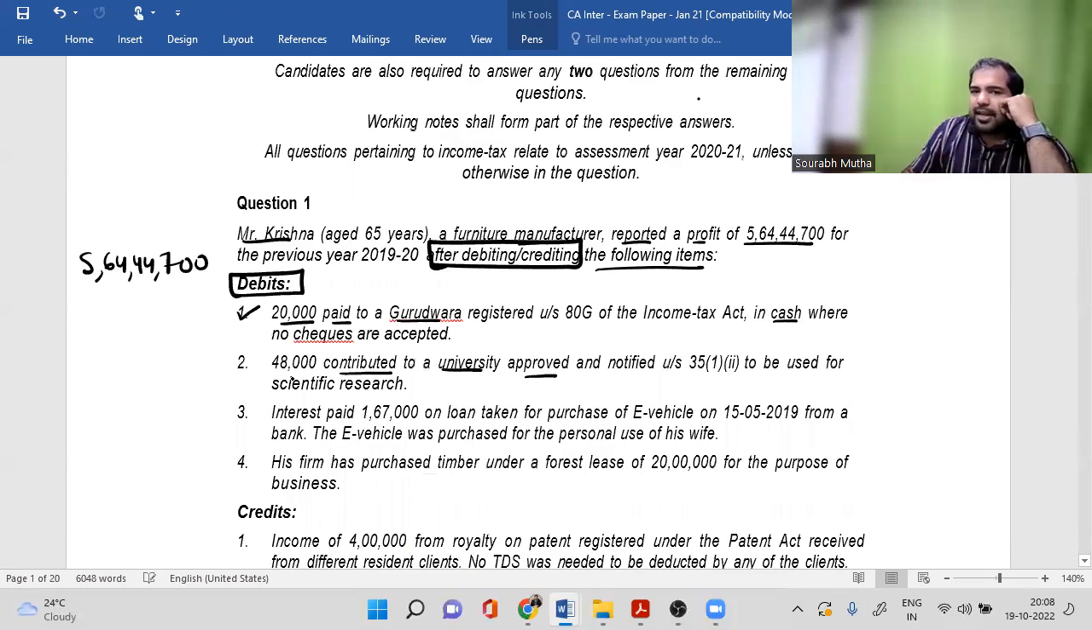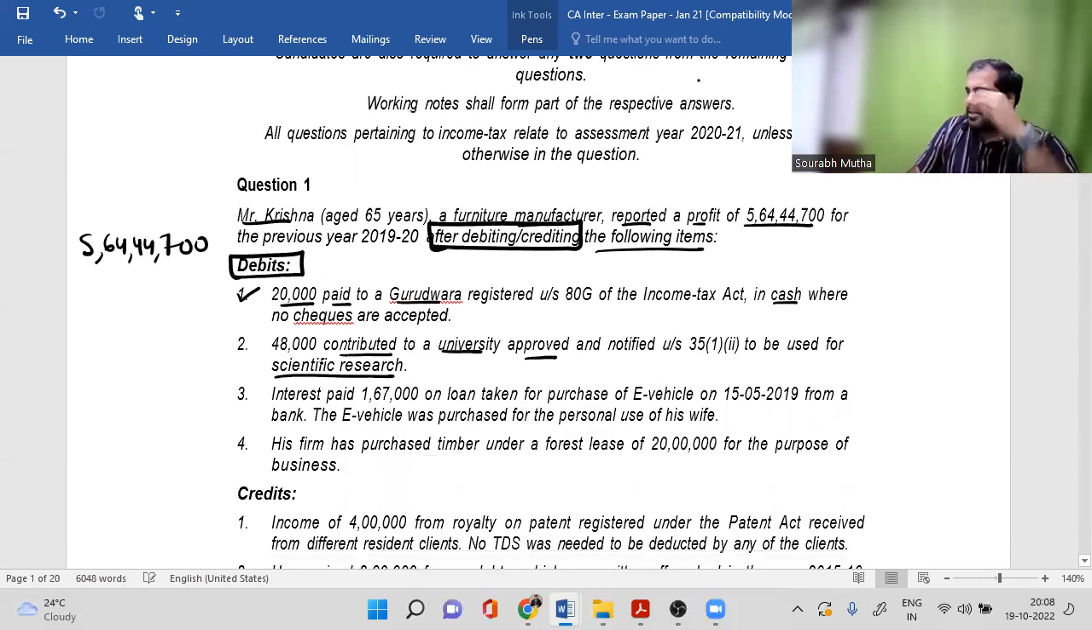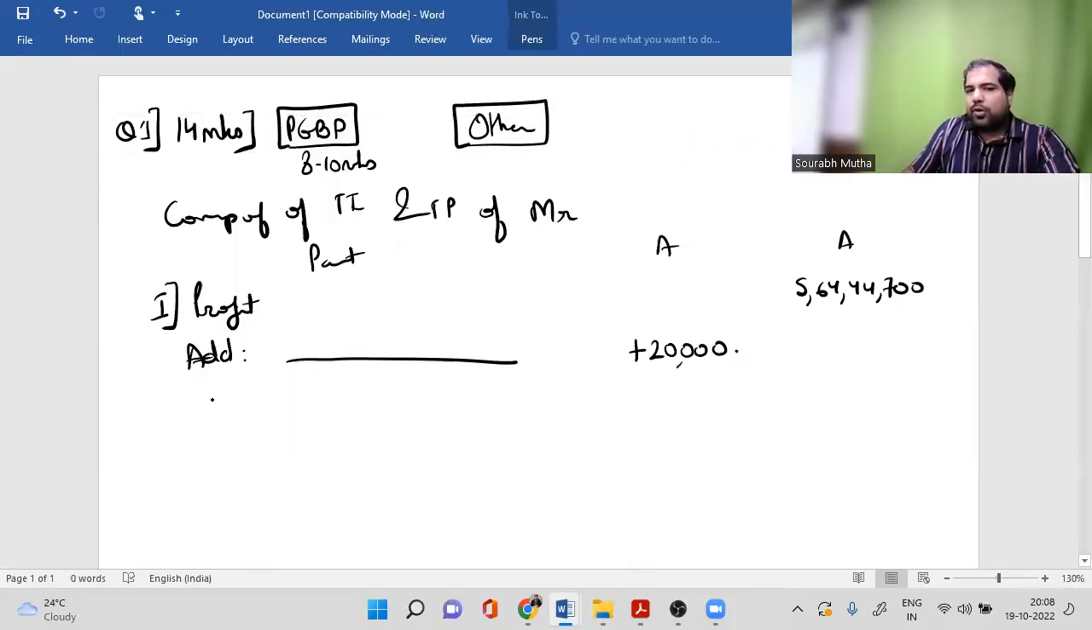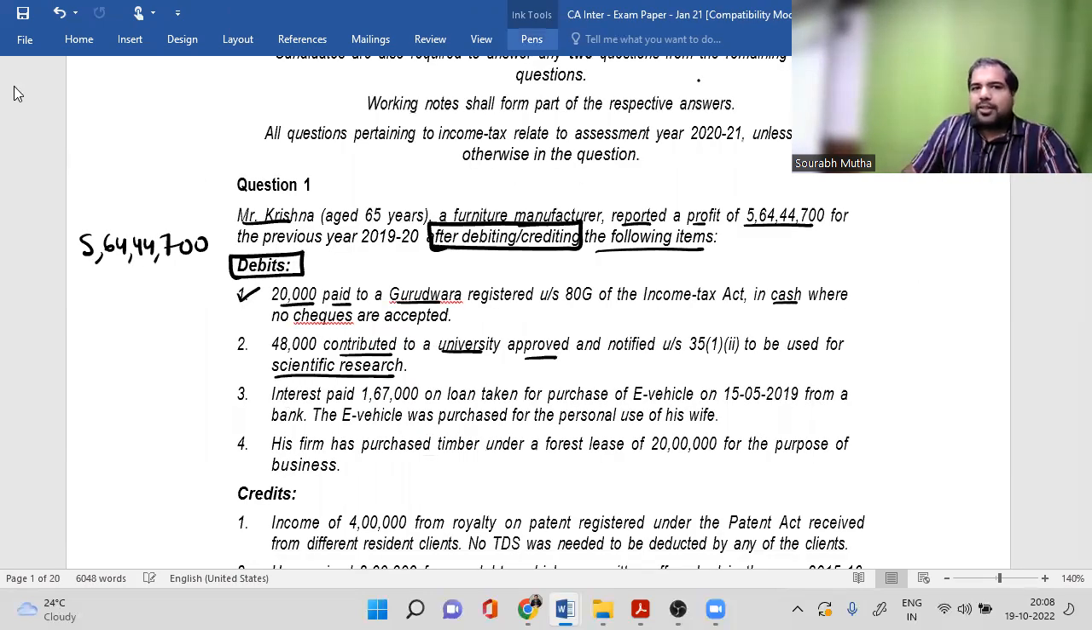Next, guys, please read: 48,000 contributed to a university-approved association for scientific research. Is this allowed, guys? And have they minused it? So guys, any impact? No. But for that also, guys, you have to give a note. You can write add, and you can write donation to Scientific Research Association, which is allowed. How much will you add? Nothing.